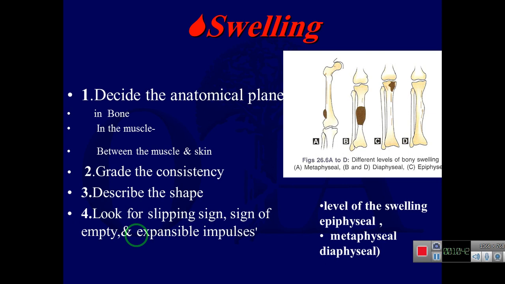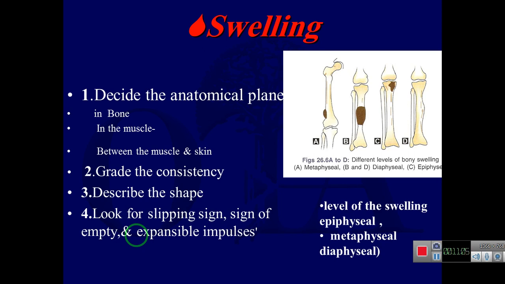Also, temperature is an important part of local examination. This is always compared with the normal side, checking with the dorsum of the hand, which is the most sensitive part. Tenderness is also elicited by examining from the normal to the affected area.